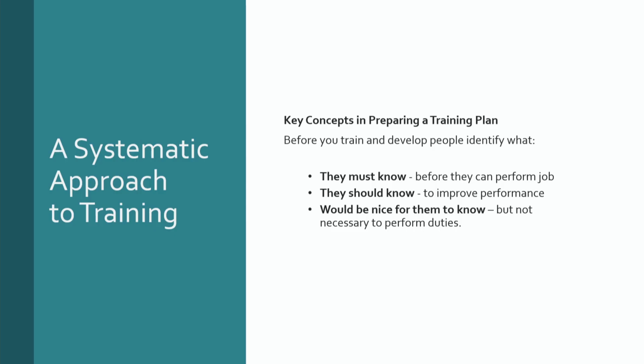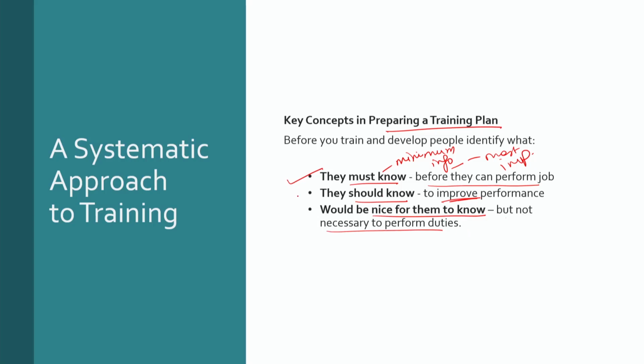Now there is a systematic approach to training. So, key concepts in preparing a training program: before you train and develop people, identify what they must know, what they should know, and what would be nice for them to know. So what is it they must know before they can perform the job? This is the minimum information, or you can say the most important information, that they must have in their mind. They should know while they are performing the job so that they improve performance, but it is not mandatory. Would be nice for them to know: it is not essential, but it is desirable, though not necessary to perform the duties.